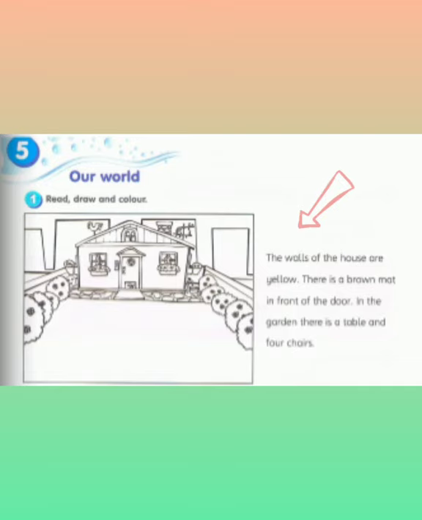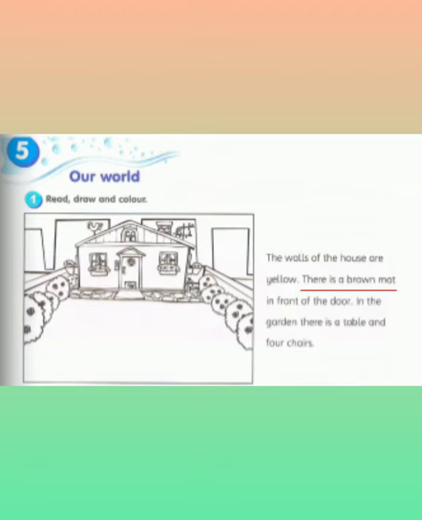Right now, what you should do, you have to follow apa yang tadi awak baca tu, awak perlu draw and colour. Okay, contohnya yang pertama tadi, what we have read, the walls of the house are yellow. Dinding rumah itu berwarna kuning. So, what you should do, you have to colour the walls of the house with a yellow colour. Okay, warnakan dinding rumah tersebut dengan warna kuning.